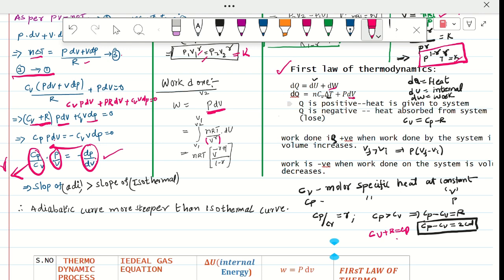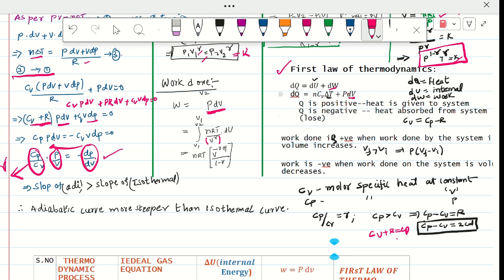So when heat is given to the system, then Q is positive. We will consider Q negative when heat is released from the system to the surroundings. Q is heat energy. If there is no heat transfer from system to surroundings or surroundings to system, then Q is equal to 0, so dQ is equal to 0. No change in heat energy, nothing is transferring right now. Therefore, in an adiabatic process, dQ is equal to 0, as we discussed.